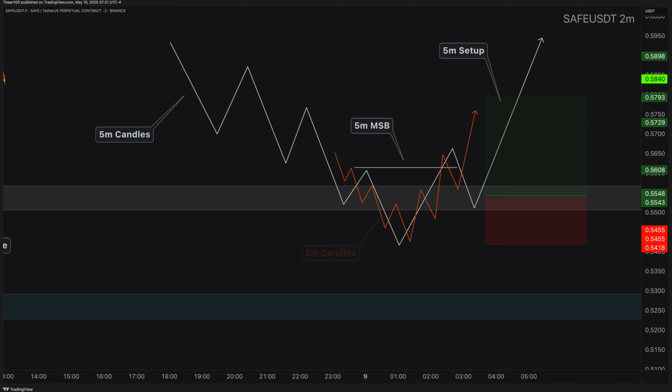However, every single time frame will have its own structure, just like this one here. At the same time, these orange lines present a 2-minute structure break inside the 5-minute. The 2-minute will have its own MSB, market structure break, and 2R trading setup like this one. I hope that this visual will clear your confusion about multi-time frames and multiple structures in a single asset.